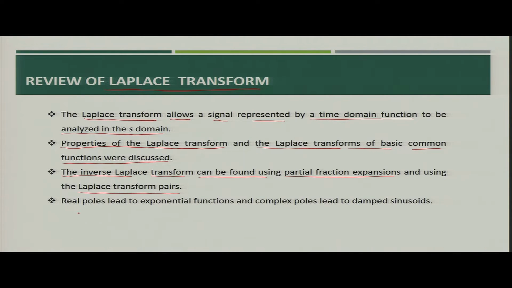We also discussed that real poles lead to exponential functions and complex poles lead to damped sinusoids. And we discussed the initial value and final value theorems, through which we can find the initial and final conditions required for circuit analysis. So, these are the key points which we discussed about the Laplace transform.